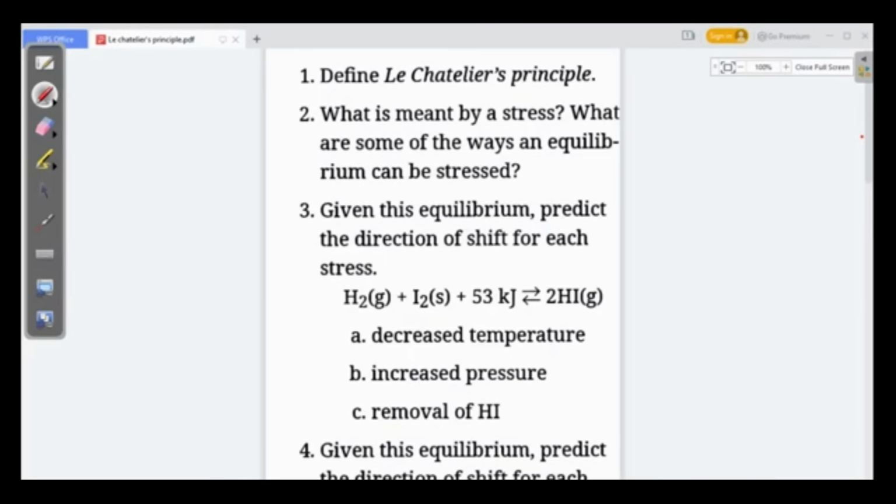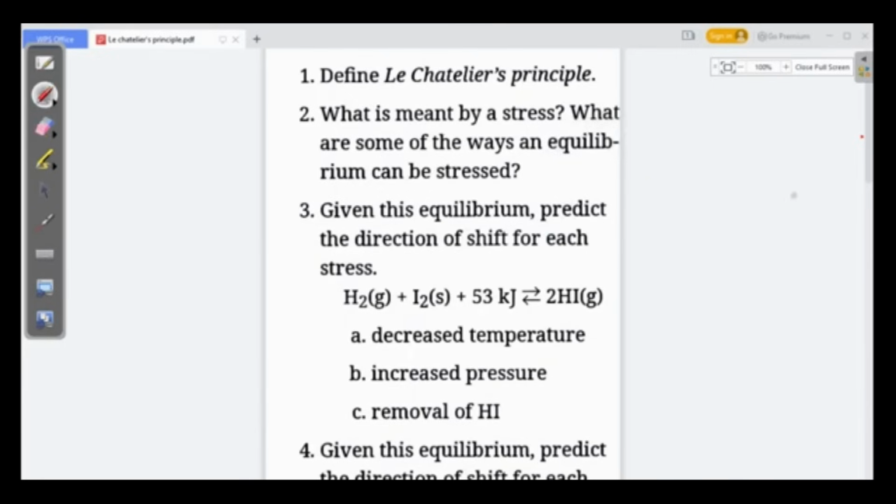A stress is a change. So what are some of the ways an equilibrium can be stressed? By adding concentration of the reactants or the products, by increasing or reducing the temperature, by increasing or reducing the pressure, by increasing or reducing the volume. All these are different kinds of stresses with which we can stress an equilibrium.